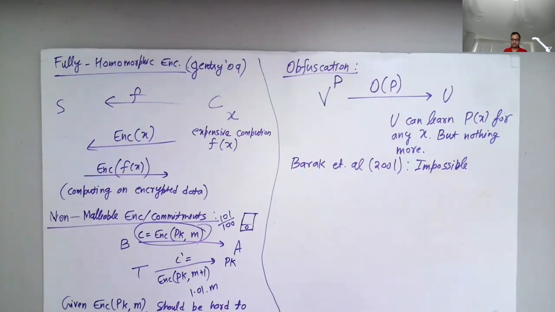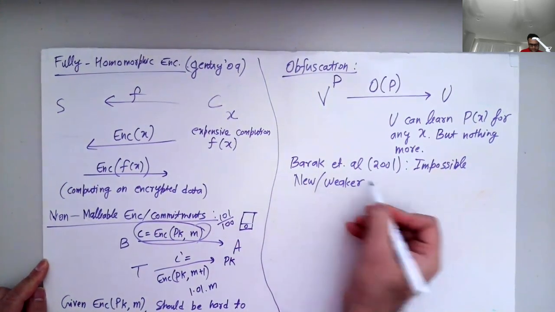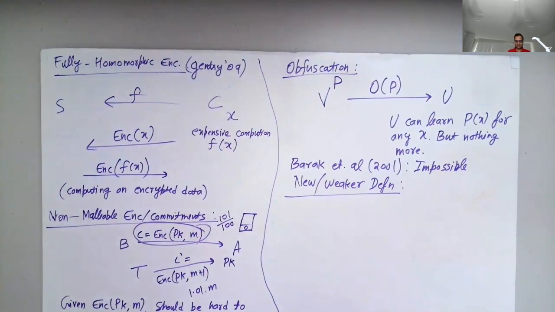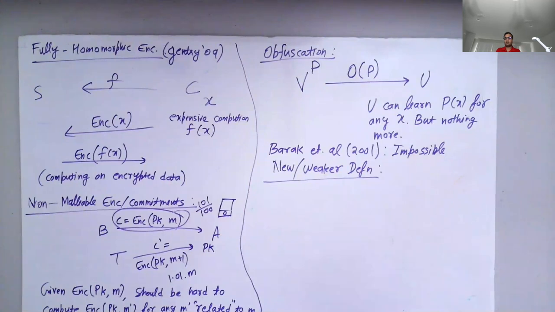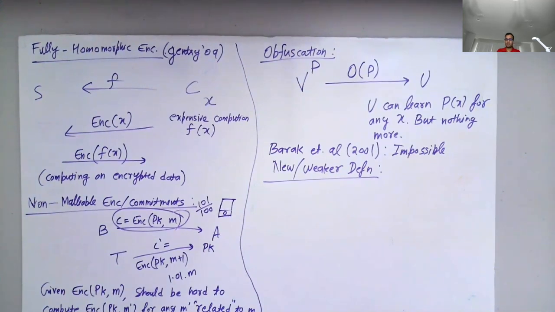But then maybe like 7 years ago in 2013, there was a new and weaker definition. People realized that we shouldn't be that ambitious. Inherently, something will be leaked, but can we minimize what is leaked? So people weakened the definition of program obfuscation, and then people were able to build program obfuscation. The current program obfuscation schemes are very inefficient, so a lot more work is required, but it's also a very fast moving and very exciting area of cryptography. And again, lattice-based cryptography plays an important role.